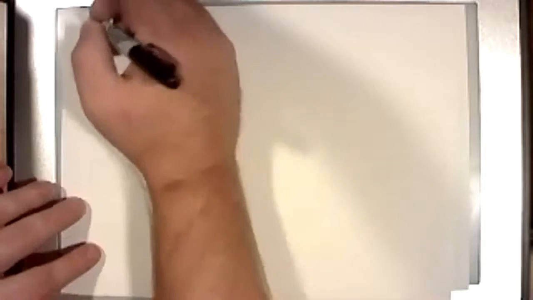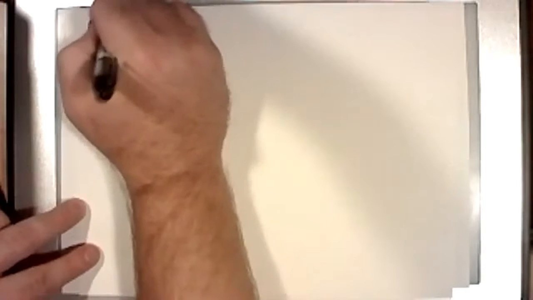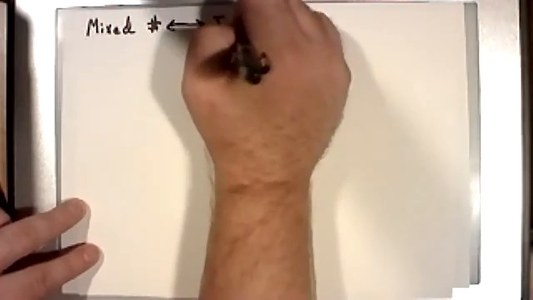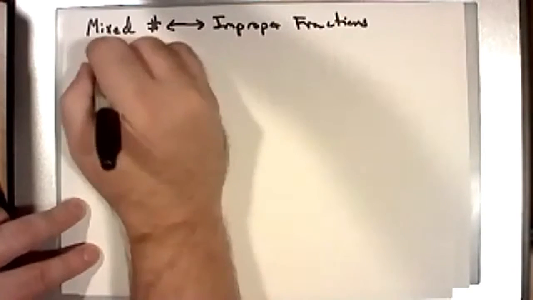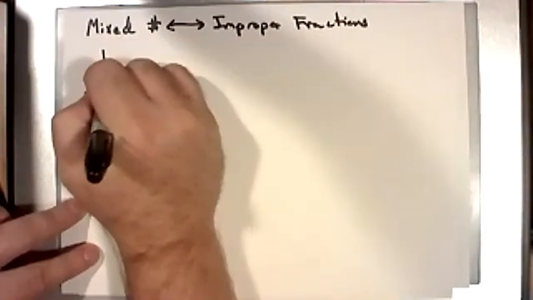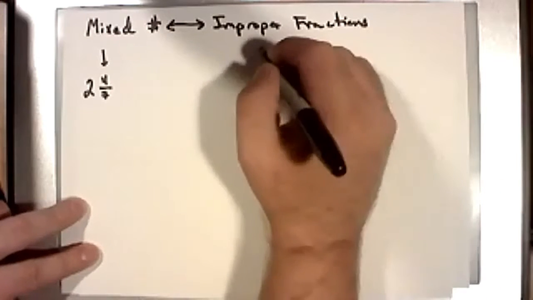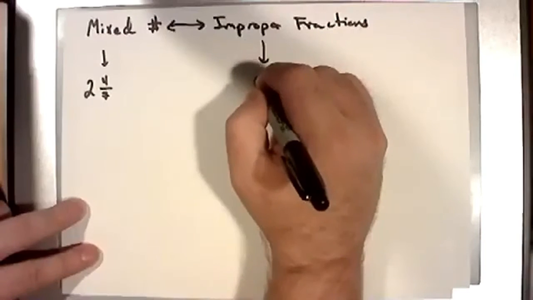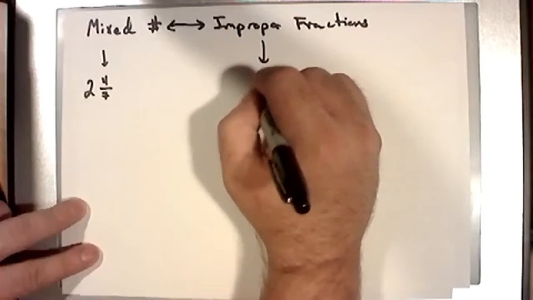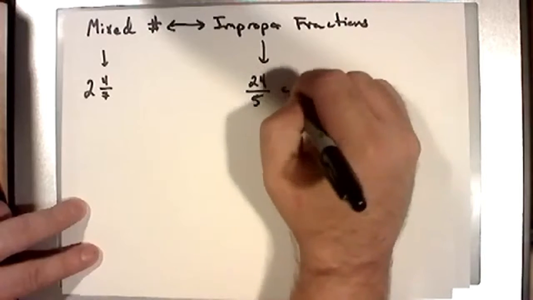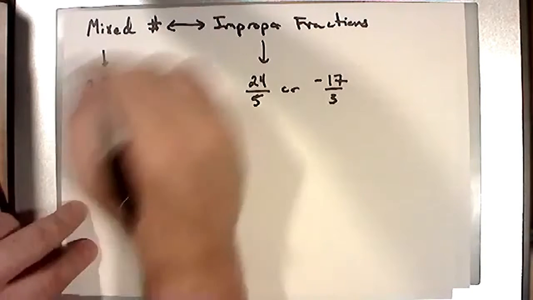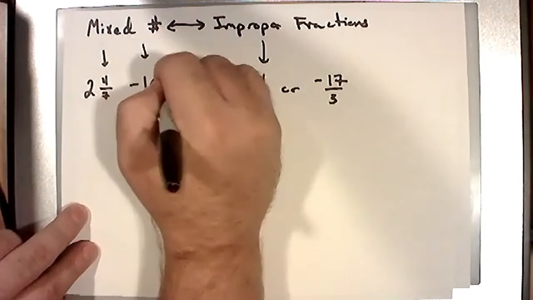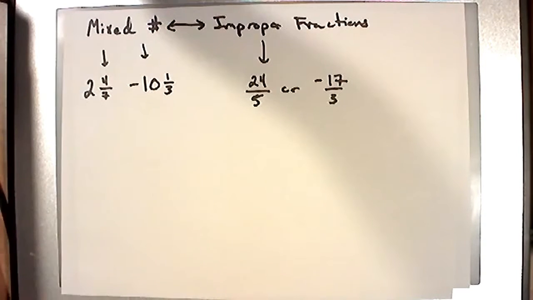Something new this time is mixed and improper fractions. We talked about these last time. Remember, a mixed number would look something like 2 4/7, a whole number and a fraction. Whereas improper fractions are ones where the top is larger than the bottom, like 24 over 5, or it could be negative 17 over 3. These are all improper fractions. And mixed numbers can be negative as well, like negative 10 and 1/3. Okay, so just a couple quick examples of what they are.